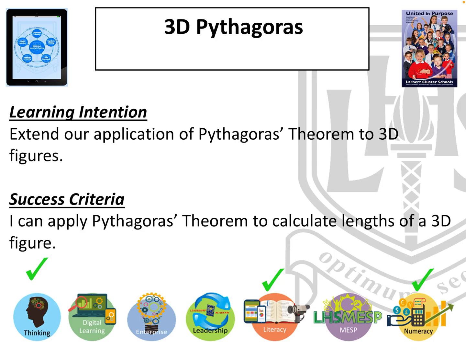So that brings us to the end of the flipped learning video on 3D Pythagoras. Hopefully by now you can apply Pythagoras' theorem to calculate lengths within a 3D figure. The main takeaway from this video is that there are two methods, two different approaches that you can use to do it. Both are totally valid, both will get you full marks. Just pick whichever one makes the most sense to you.